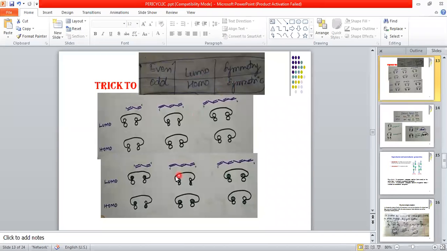So if there are 3, this is an odd number, which means the HOMO will be found in symmetry. As you can see, if the HOMO is found in symmetry form, it means the LUMO will be found in asymmetry form. Similarly here also, 4 is an even number, so the LUMO will be symmetry and the HOMO will be asymmetry. Now come to the next slide.